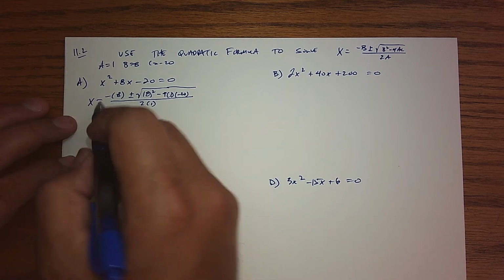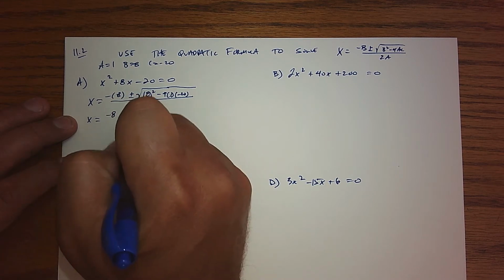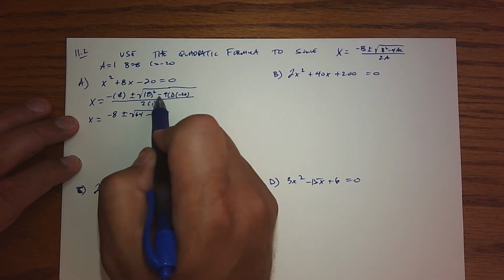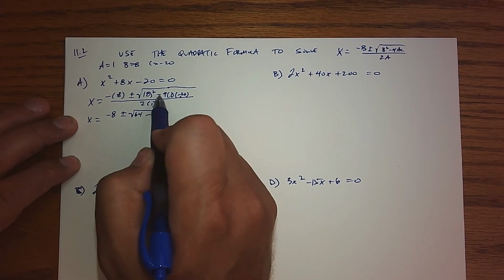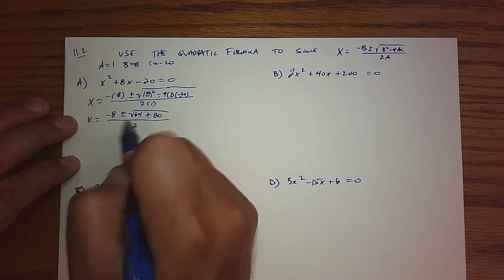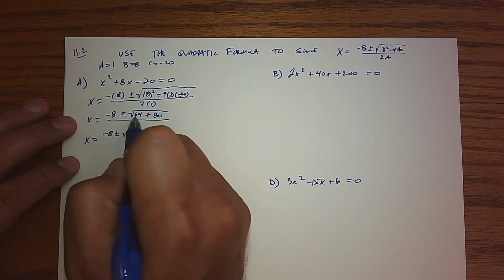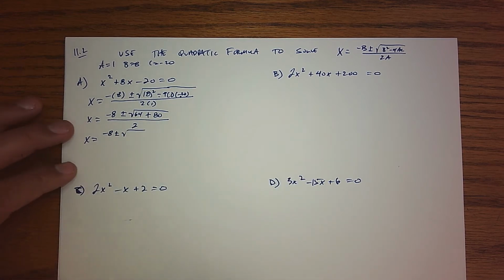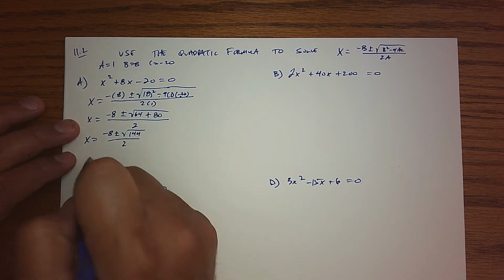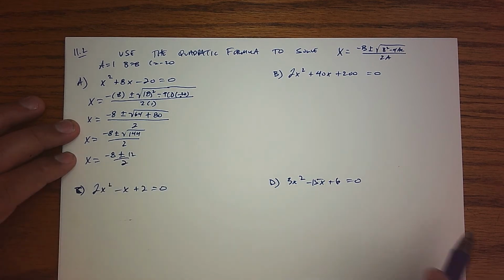So now I've plugged it in, now we do the math. So we get negative 8 plus or minus, 8 squared is 64. Here we have a minus, but we also have a negative. So we're going to have a plus, and then 4 times 20 is 80, all divided by 2. And if we keep going, this is negative 8 plus or minus 64 plus 80, I believe that is 144, all over 2. And so we get x equals negative 8 plus or minus 12, all over 2.